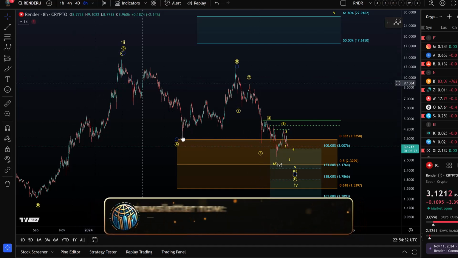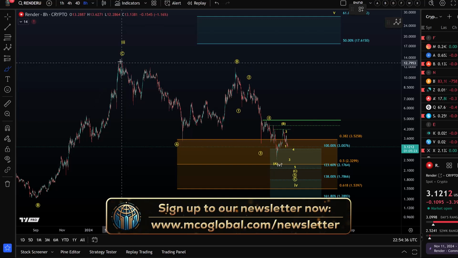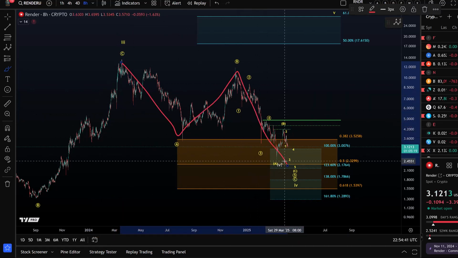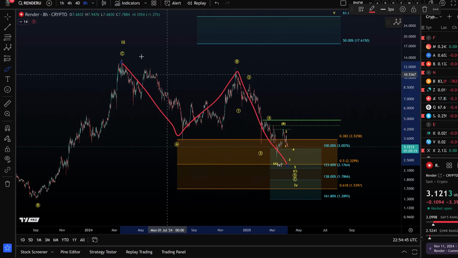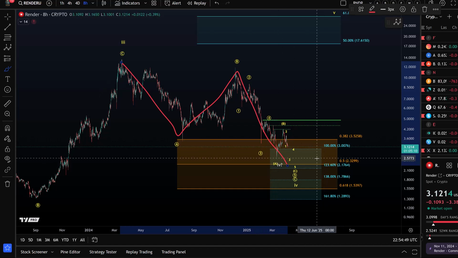I mean, it's an ABC structure to the downside from that March 2024 high. A wave down, B wave up, C wave down. So it is a three-wave move, and it reached even ideal targets. It reached the Fibonacci support zone.